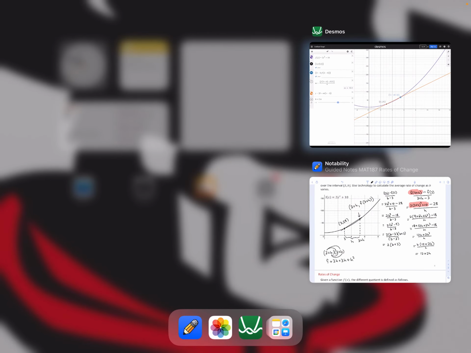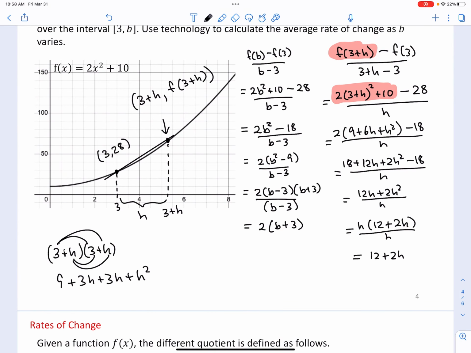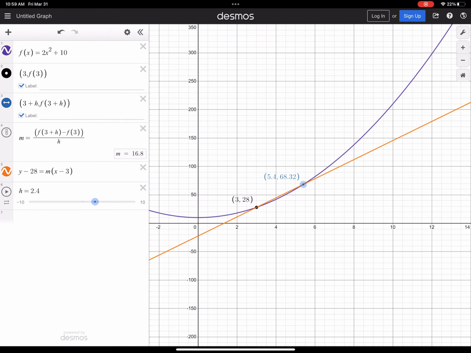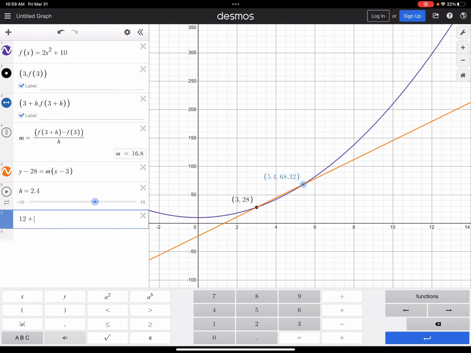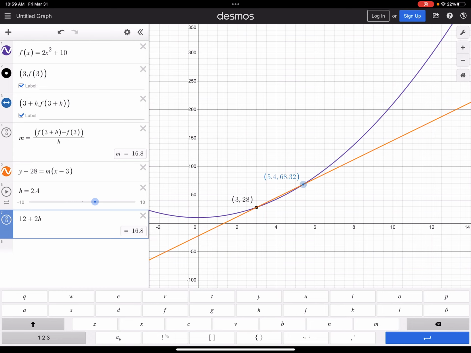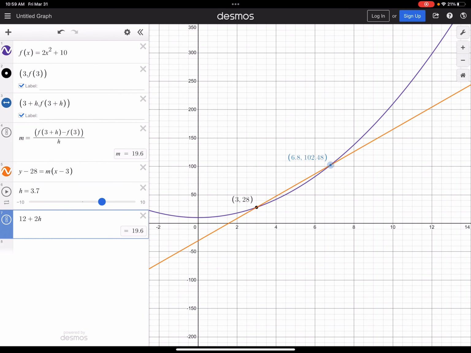Looking back at our work over here, we said that we can also use this 12 plus 2h to calculate the slope. This is a simplification of this expression that we have up here, that we typed into Desmos, basically having Desmos do all the work for us, but I can also type in this and just use this instead as a way to calculate the slope when I know what h is. So going back to Desmos, let's just type that 12 plus 2h. And notice that this calculation gives me the same slope as the m calculation above, and even when I change h to different values, they're always the same.